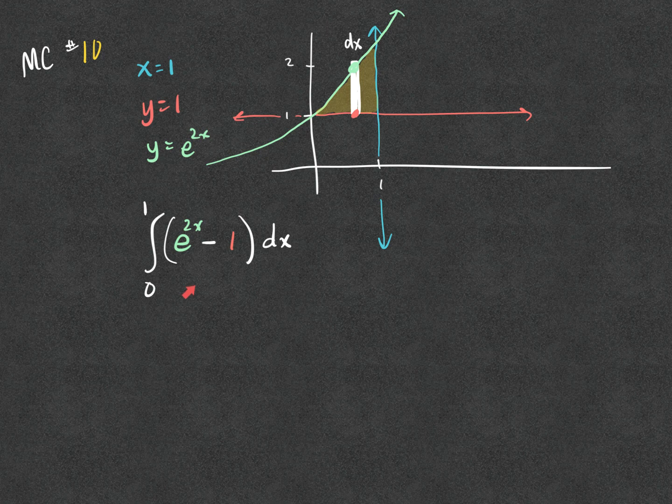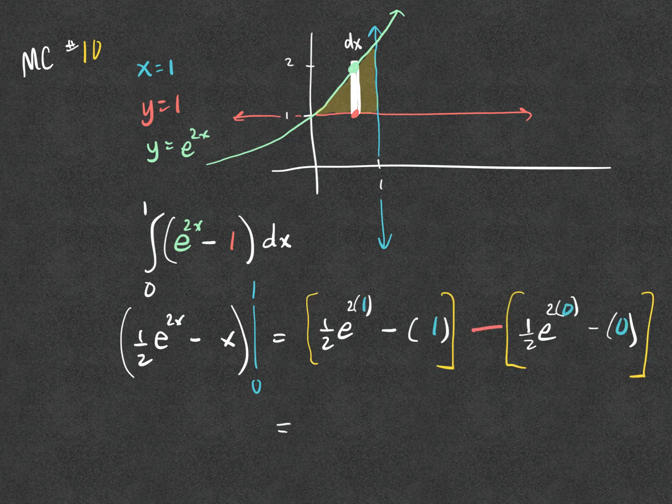Let's go ahead and do that without a calculator. Pretty simple antidifferentiation. And now, using the first fundamental theorem of calculus, we'll evaluate the antiderivative at 1 and at 0 and subtract the 2. So we have e squared over 2 minus 1, minus 1/2 e to the 0, which is just 1/2 times 1, minus 0.